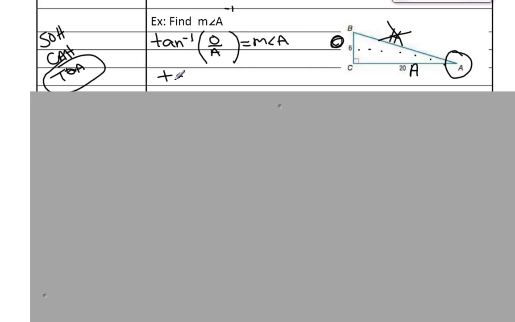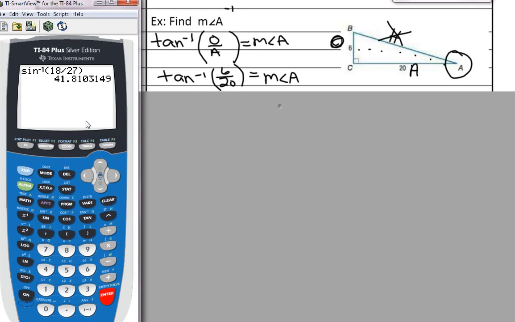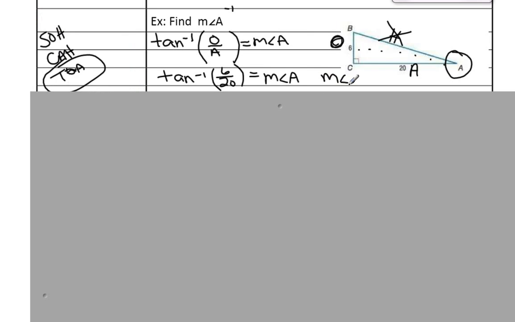So now I set up my ratio: tangent inverse, opposite, which is 6, over adjacent, which is 20, will equal the measure of angle A. And let me get out my calculator here. Blue, nice and pretty. I'm going to do second tangent of exactly what you see written here, 6 divided by 20. And that will give me 16.699, which I can round to 16.7 or 17 degrees. So the measure of angle A, I'm going to say 17 degrees.